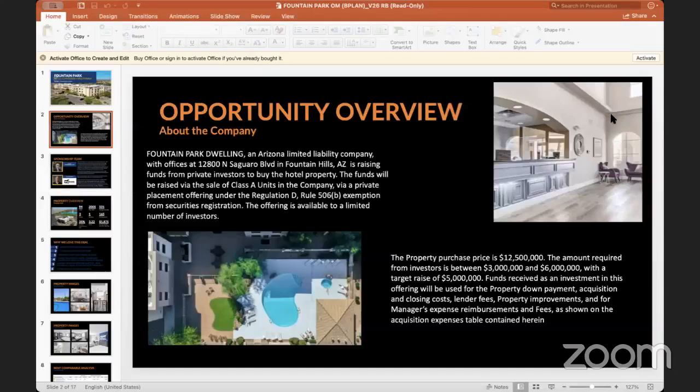Are you there? Okay. So this is the opportunity overview. Okay, finally you see it? Cool, finally you see the front page of this deck.